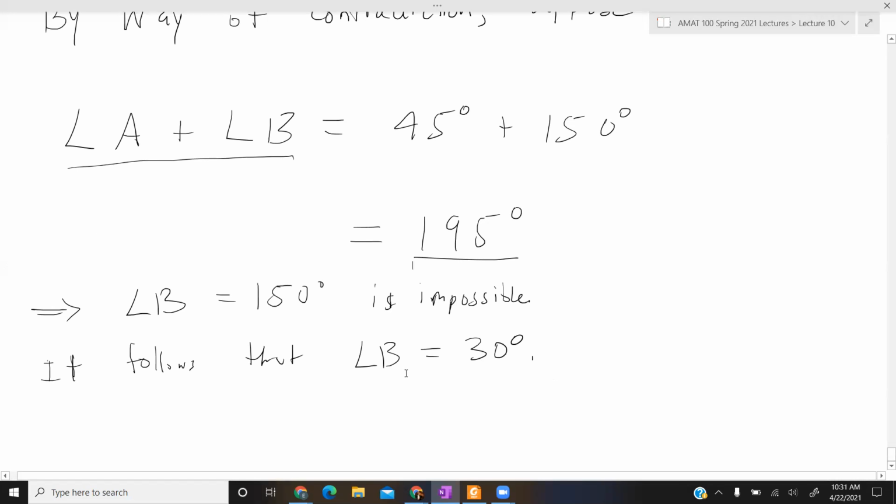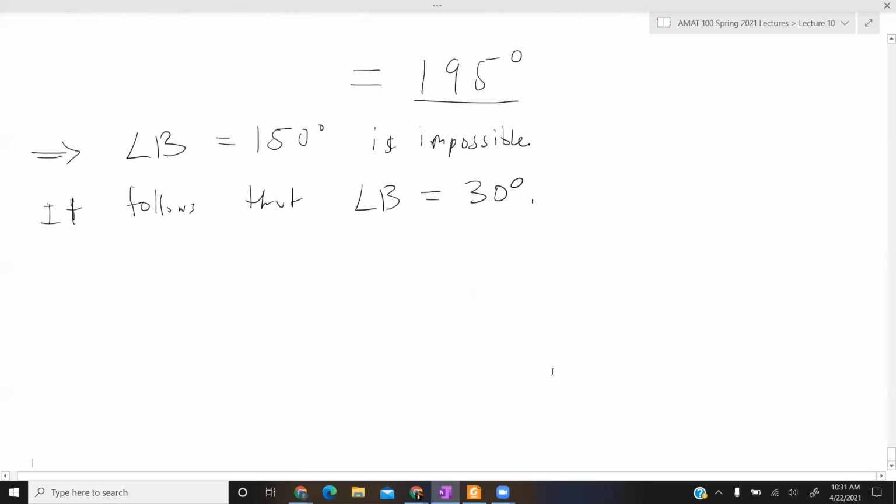So since the only other possibility is that B is equal to 30 degrees, B must in fact be 30 degrees. This is a really subtle logical point that trips up some people when they're first learning proofs. Being able to see this at early stages is very beneficial. This is a very, very common proof method. It's called proof by contradiction. With this, we can actually determine the rest of the information.